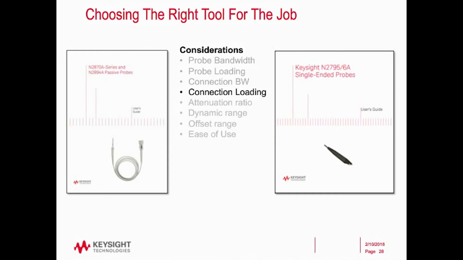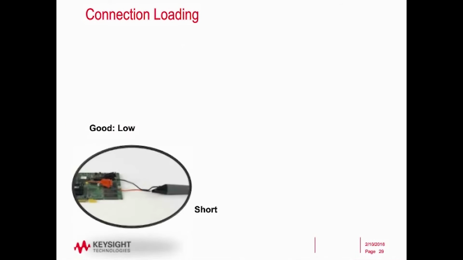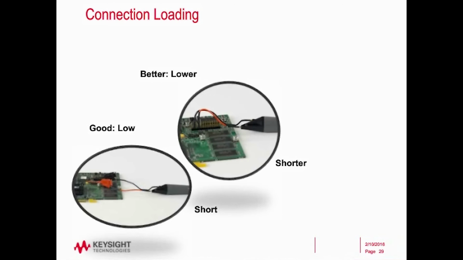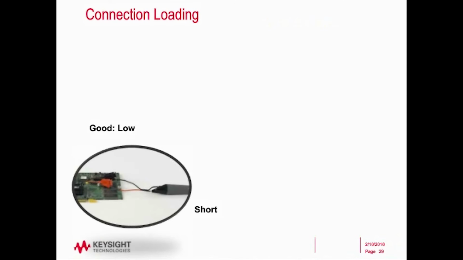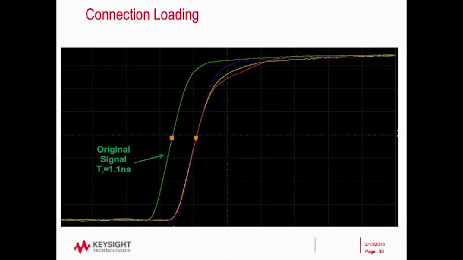Now, while we're talking about connections, let's also talk about connection loading. Those things you stick on the end of the probe, that's going to add to the probe loading. So, taking our exact same examples that we had before, the dual lead and the grabbers, that's going to be a high loading kind of configuration. As we remove things, it's going to get progressively better. And of course, our shortest is going to be the lowest loading. Well, that's kind of qualitative there. Let's go through and actually show you some screenshots.